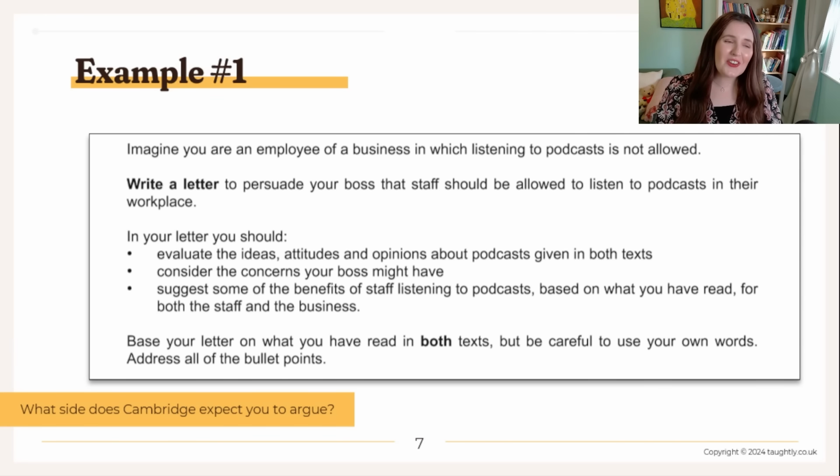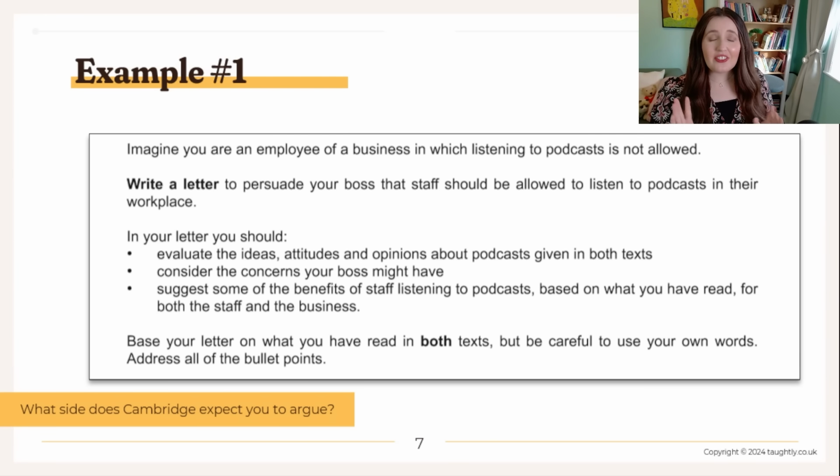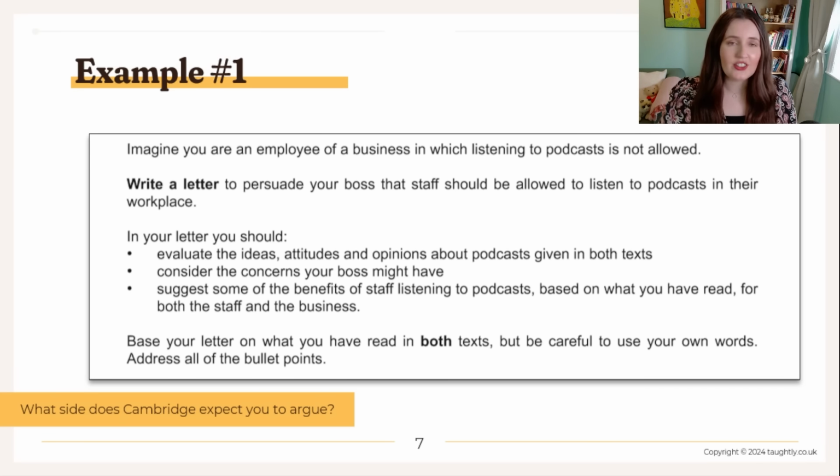Alright, so now what we're going to do is I'm going to show you four example past papers, and I'm going to show you examples of evaluation for each of them. So first we'll look at the question and then you'll see the examples. So here's the podcast one. Again, I've got a video coming out about this very, very soon.